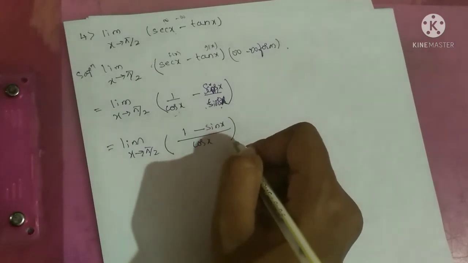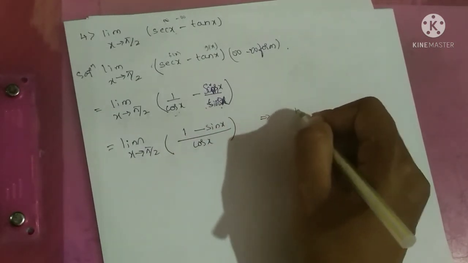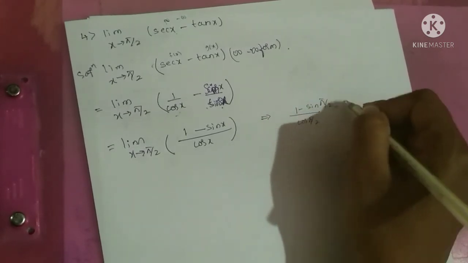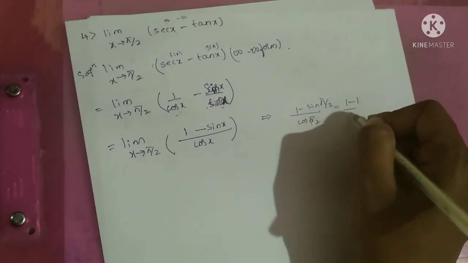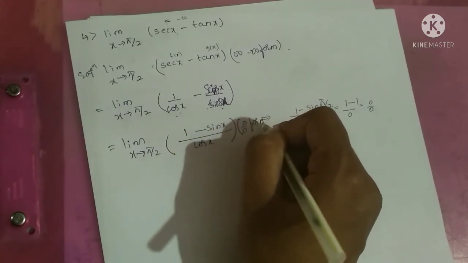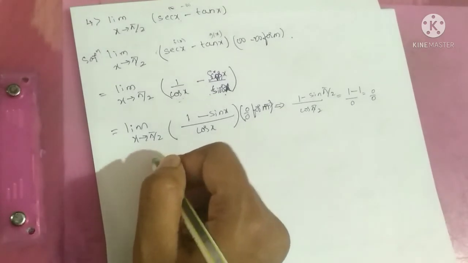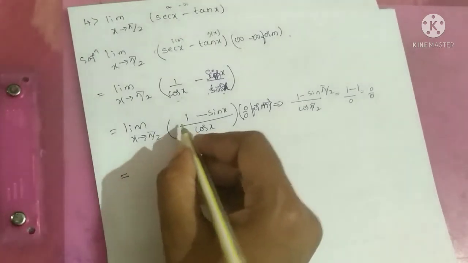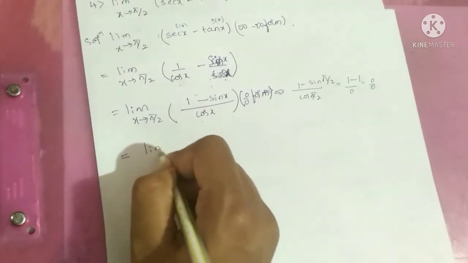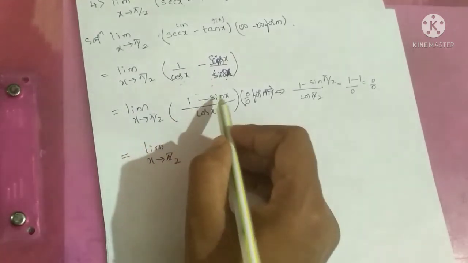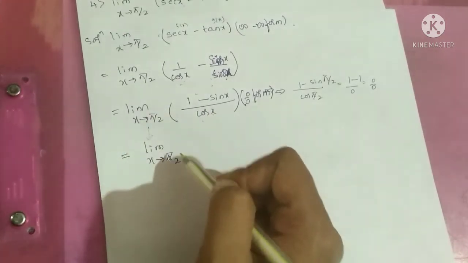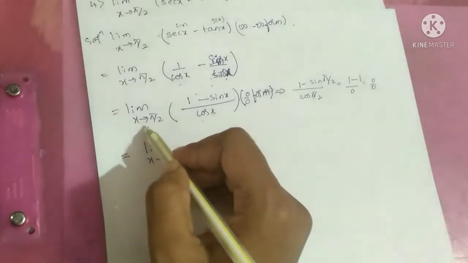So apply the limit here. What will you get when you apply the limit pi by 2? 1 minus sin pi by 2 divided by cos pi by 2. So 1 minus sin pi by 2 is 0, cos pi by 2 is 0, so this is in the 0 by 0 form. Next, when you have 0 by 0 form, you can apply L'Hospital's rule: differentiate the numerator separately and the denominator separately. Carry the limit as it is, limit x tends to pi by 2. Differentiation you have to do separately, but the limit should be carried.